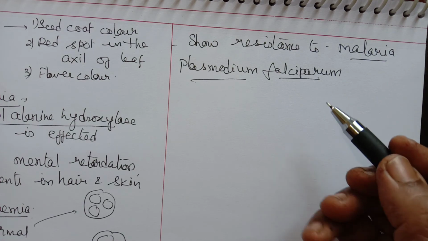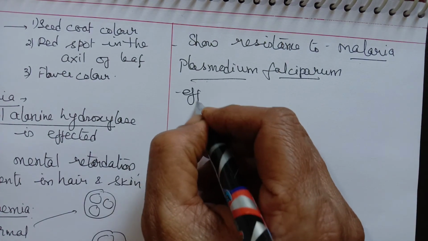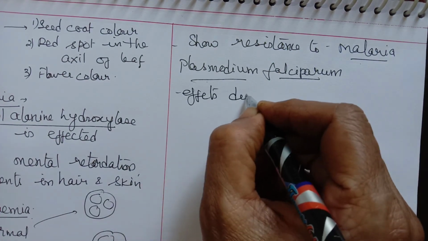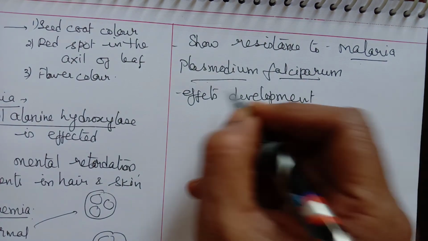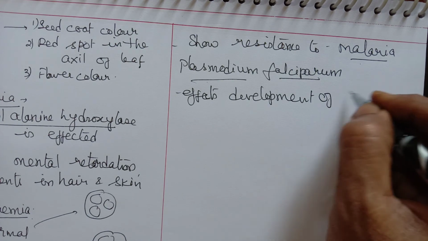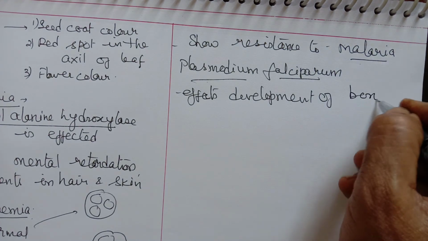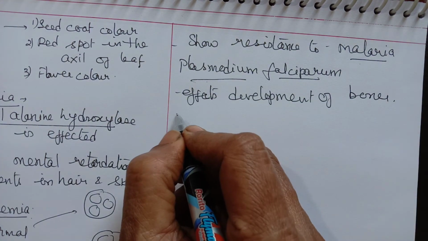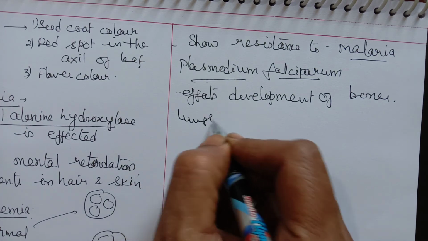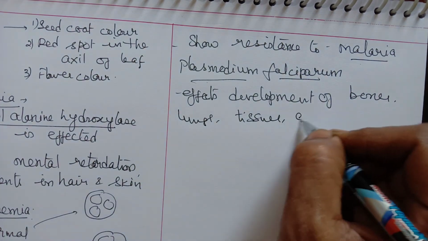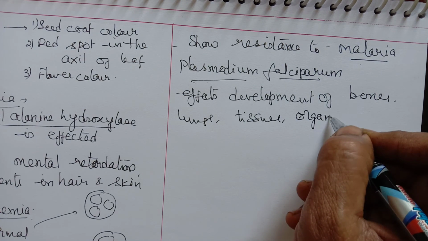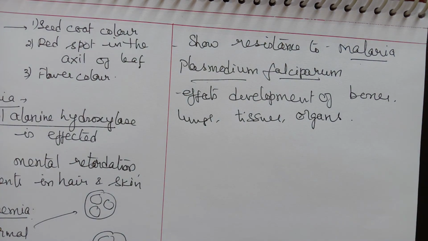And this sickle cell allele also has an effect on the development of tissues like bones, lungs, spleen, and heart. So this also affects development. It affects the development of bones, lungs, and other tissues and organs. Thus we can justify it as pleiotropy.